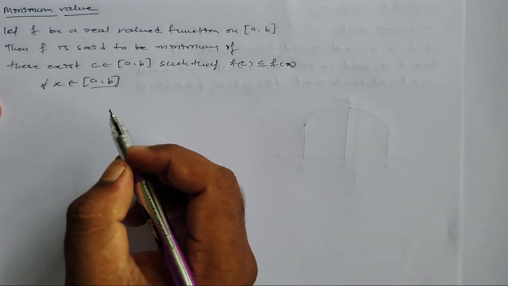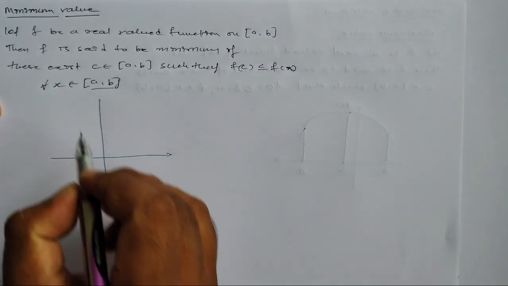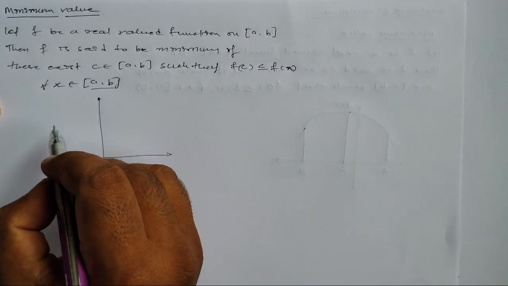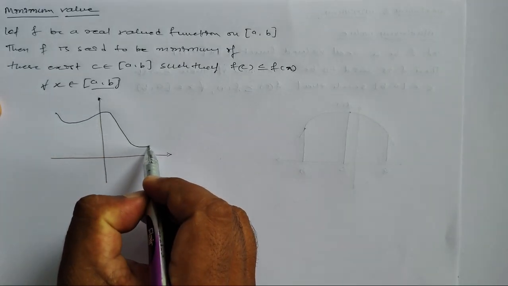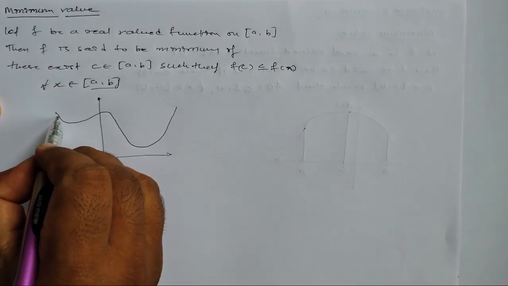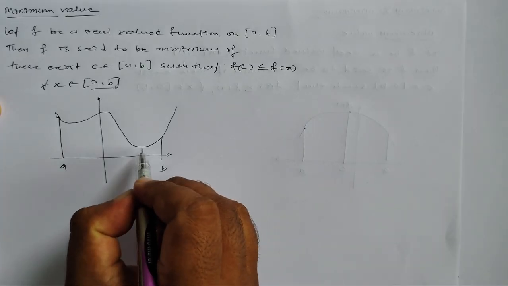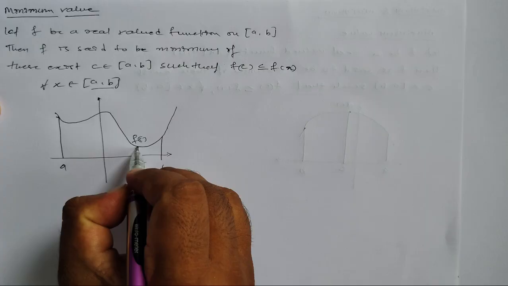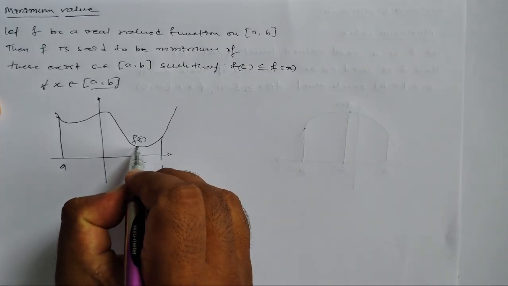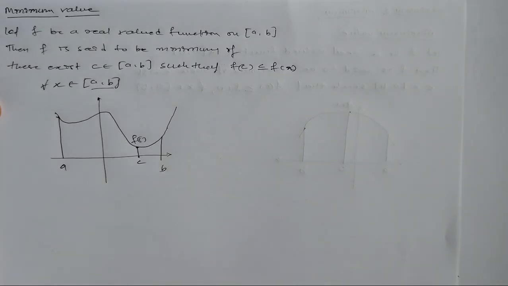Now graphically, this is the x-axis, this is the y-axis. Suppose the equation of the curve becomes like this. This is a point A, and this I will take as point B. The minimum value is at this point c, f of c. At point c is the minimum value, f of c is the minimum value of this function. So this is the definition of the minimum value.